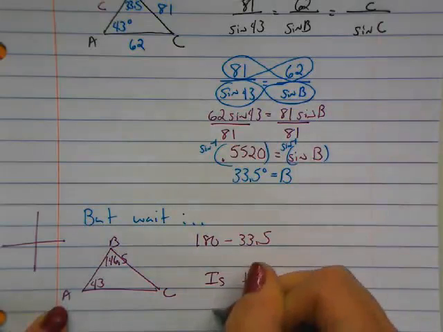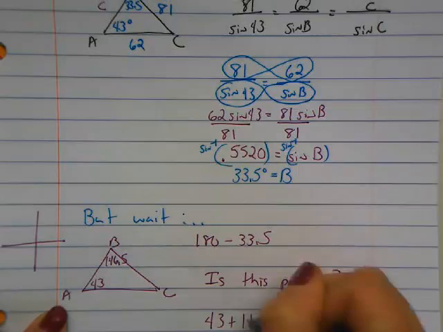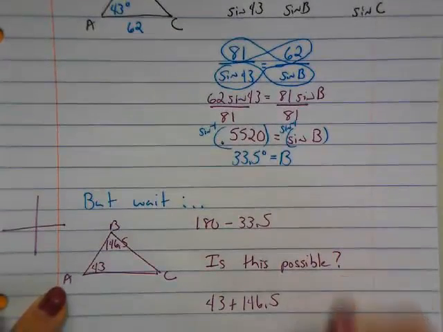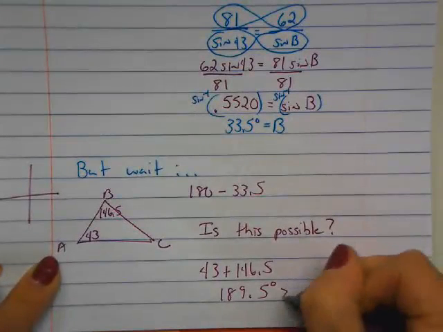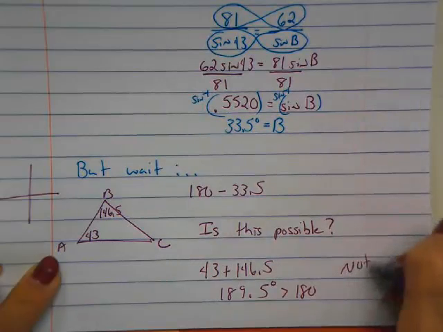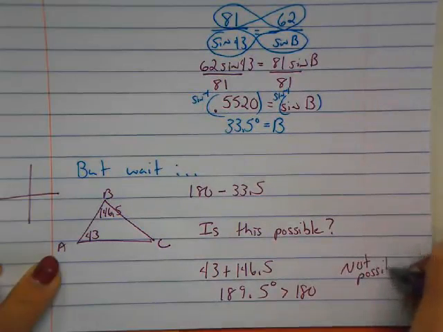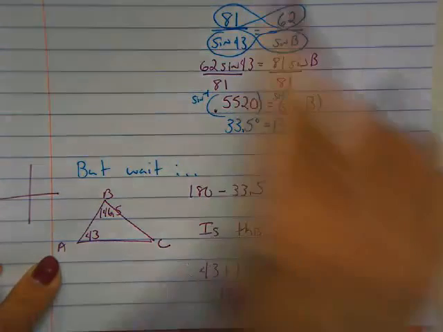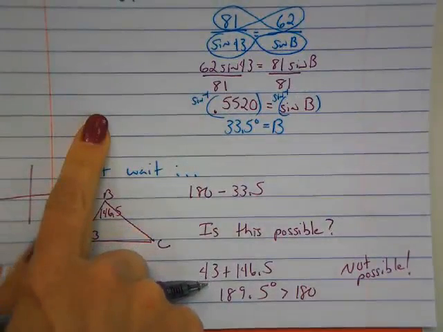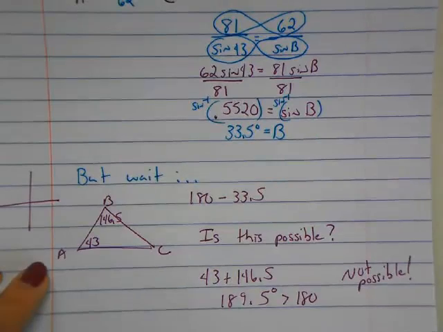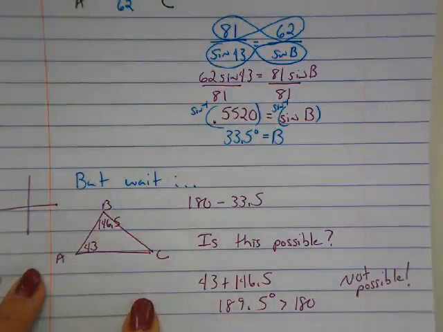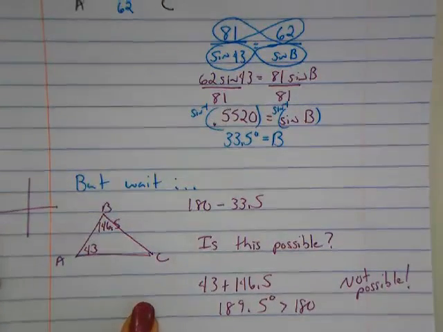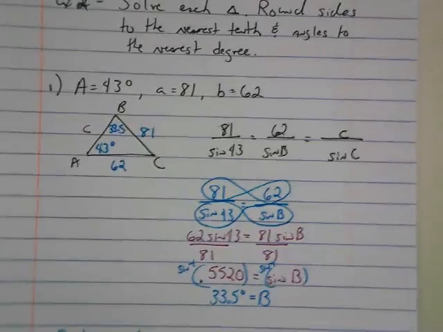Well, what do I know? I know 43 plus 146.5 is equal to 189.5 degrees. How many degrees can a triangle have? That is greater than 180, so this is not possible, which means I truly only have one triangle. So if you have an angle-side-side, you have to do a quick test to find out how many triangles you actually have. Alright, so let's go back to this guy.